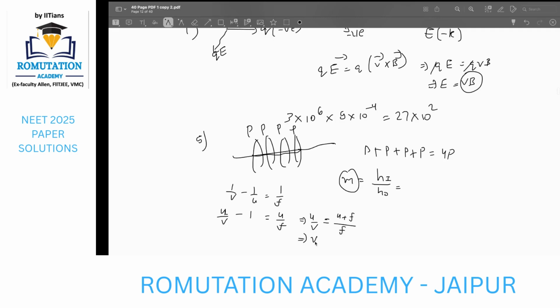So V by U is what we are getting as F by F plus U, right? And that is nothing but our magnification. If you know the basic formula, HI by HO is also equal to V by U for the case of lenses. So if we know that this case has become like a case of 4 times the power, right?